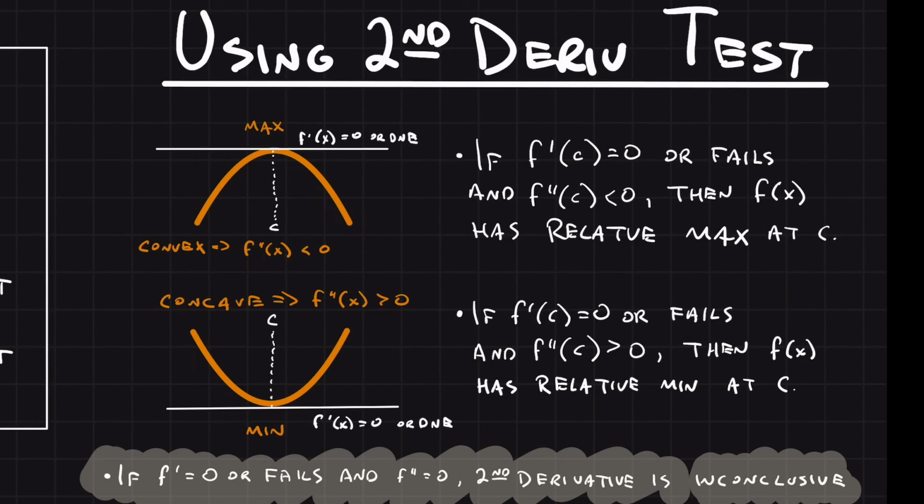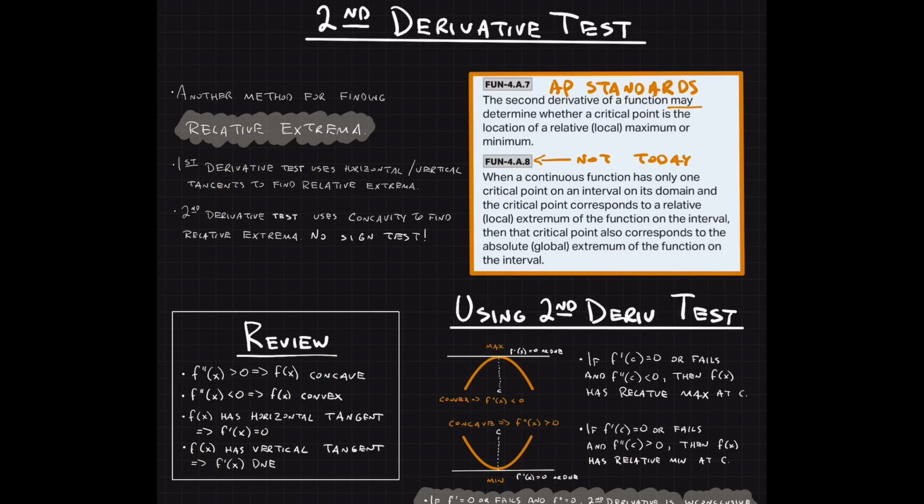There's also a third scenario you have to be aware of. If f prime of x is equal to 0 or it fails, and then the second derivative is equal to 0, that means that the second derivative test is inconclusive. At this point, you would have to do the first derivative test to find any local min or maxes. In the next video, we'll see how we can use the second derivative test to find local extrema.